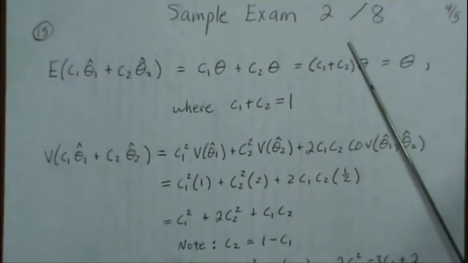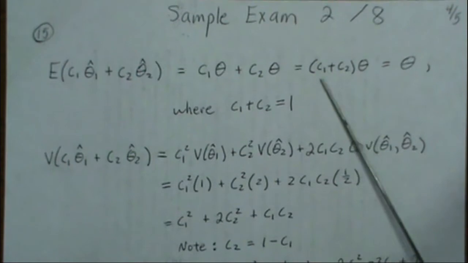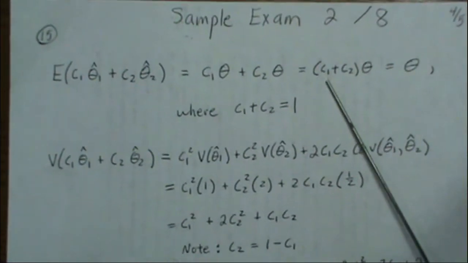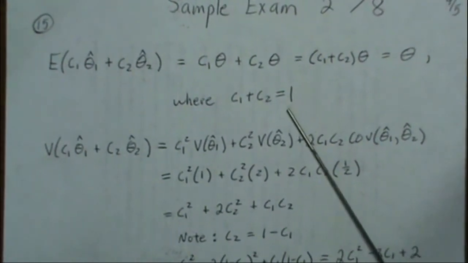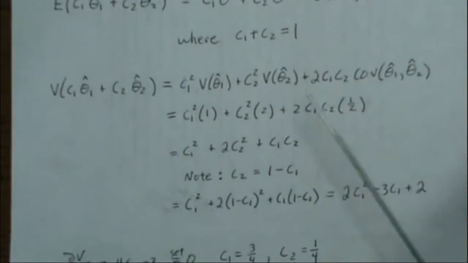Now we want this to be unbiased, so we want this to equal theta. But the only way for that to happen is if C1 and C2 add to 1. So this is 1 and then theta. Now let's look at the variance.